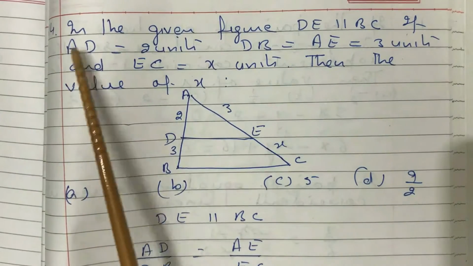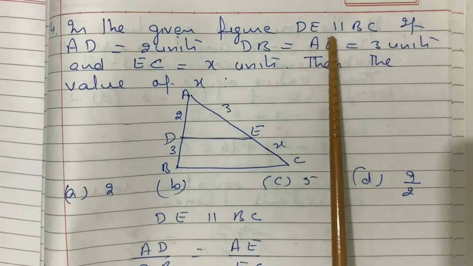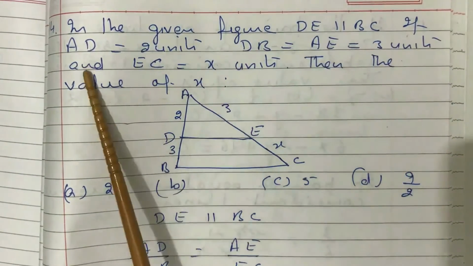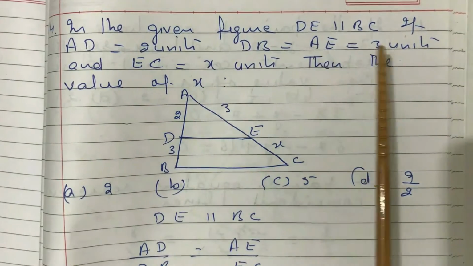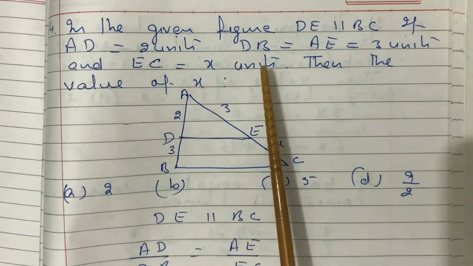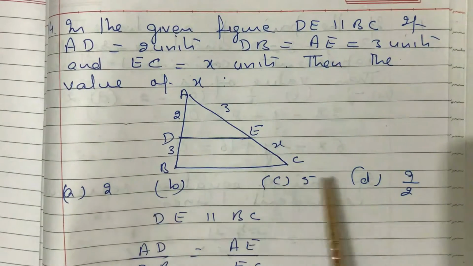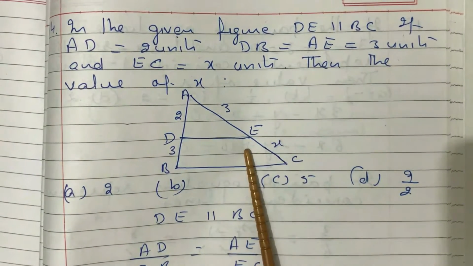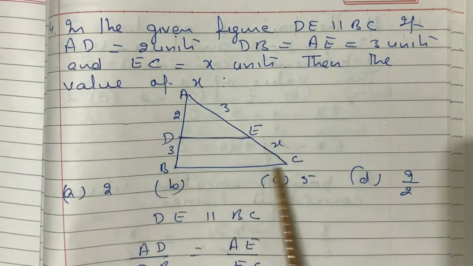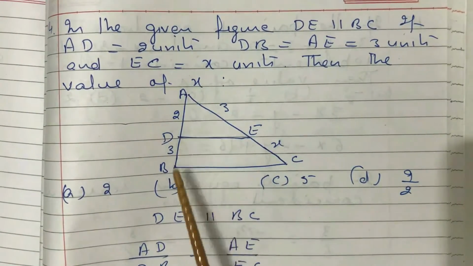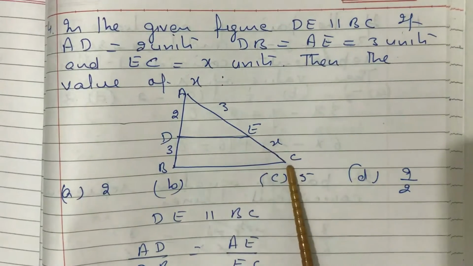Now the 14th question is, in the given figure, DE is parallel to BC. If AD is 2 units, DB and AE both are 3 units and EC is X units, then the value of X is. Now there are four options. This figure is given to us. Now DE is parallel to BC. It means AD upon DB is equal to AE upon EC.